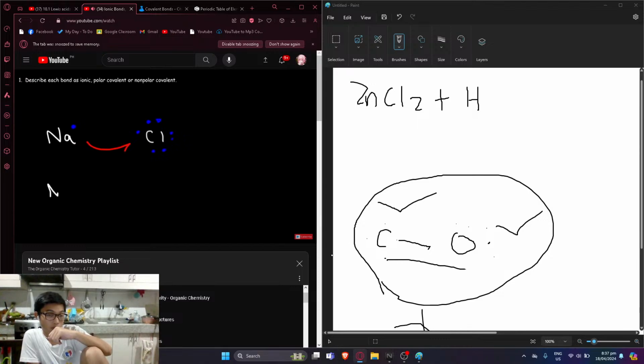And when it loses that electron, it acquires a positive charge. When chlorine accepts it, it's going to have 8 valence electrons, and so it's going to be negatively charged since it gained an extra electron. So after this transfer of electrons, there's going to be an electrostatic force of attraction that holds these ions together. And so that makes up the ionic bond.